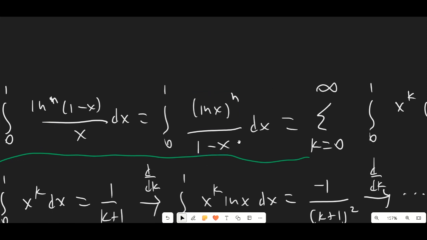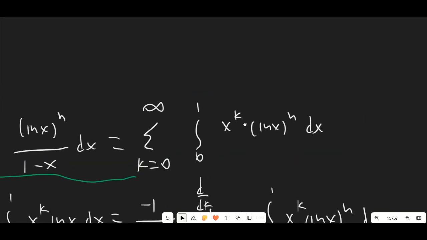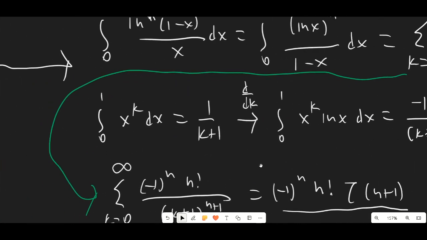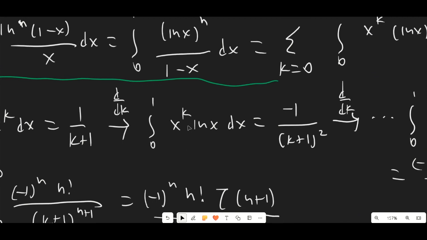Then we expand 1 minus x as a power series, so it's going to end up looking like this. Then we just have to do some quick stuff right here. So if we have the integral from 0 to 1 of x to the k dx, it's just going to be 1 over k plus 1, right? Then when we differentiate with respect to k, we're going to get an ln x out of that, and then we differentiate the other side, and it's going to become negative 1 over k plus 1 squared.